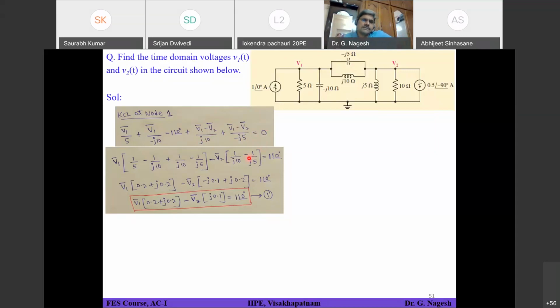Always remember how many branches are connected; those many terms you will get. So you have 1, 2, and 3 towards the ground and 2 branches towards V2. That's why I'm getting 5 terms in my expression. If you reduce the parallel combination before writing the nodal equation, the number of terms will be reduced. If I reduce these two, that means the 5 ohm resistor and the minus j10 ohm capacitive reactance into 1, and this thing into 1, net I will have only 3 terms in my expression.